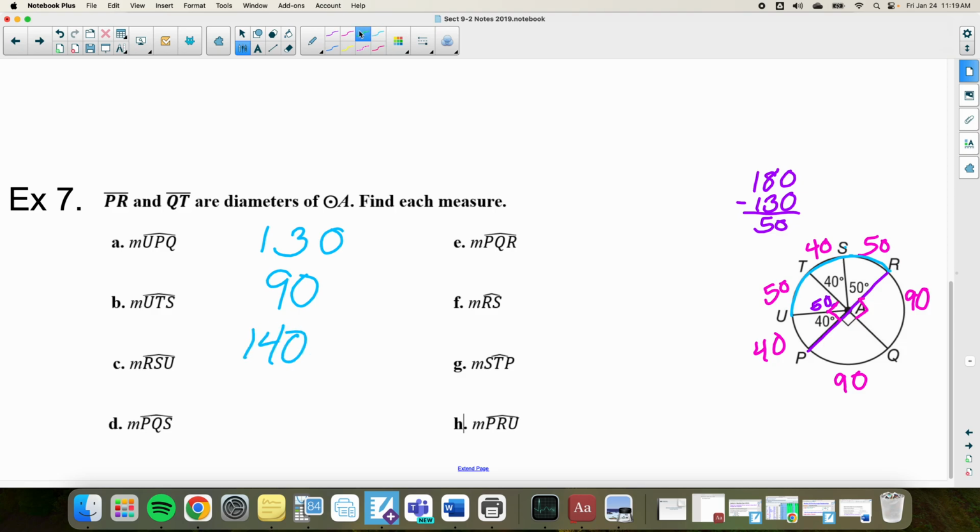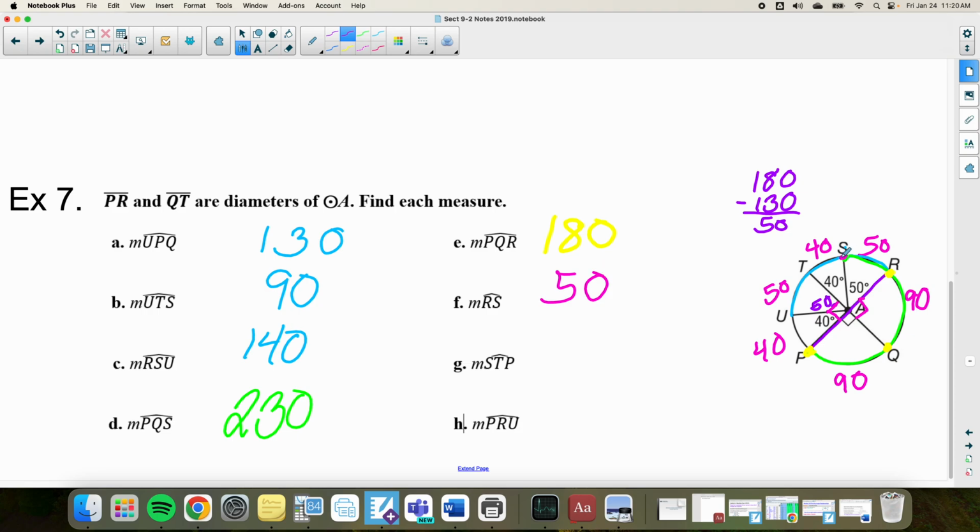Then PQS. Start here. Go through Q all the way to S right there. So you're gonna go 90 plus 90 plus 50, which is 180 plus 50, which is 230. Okay, then they ask us for PQR. P to Q to R, isn't that half a circle? So that's 180, okay? Then they ask us just for RS up here, that's easy, that's 50.